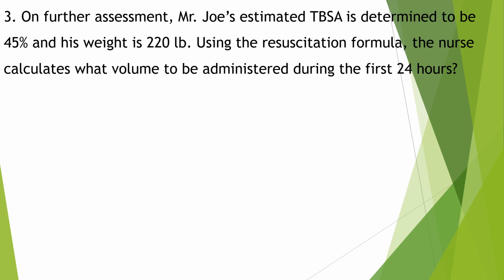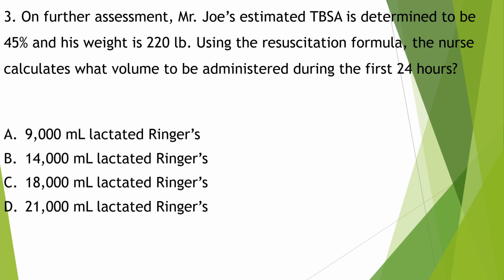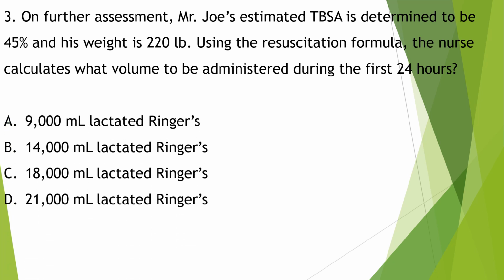Using the resuscitation formula, the nurse calculates what volume to be administered during the first 24 hours. 9,000 ml ringer lactate, 14,000 ml ringer lactate, 18,000 ml ringer lactate, 21,000 ml ringer lactate. So here the resuscitation formula for the patient would be 2 ml times 100 kg times 45, that is total body surface area. So that is 9,000 ml to be given in the first 24 hours.